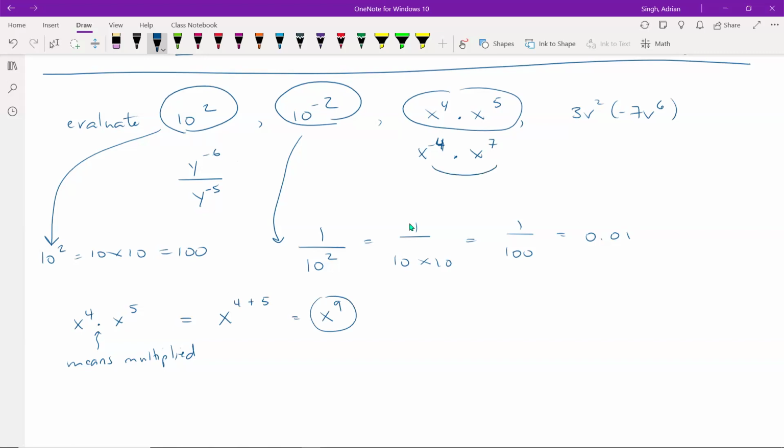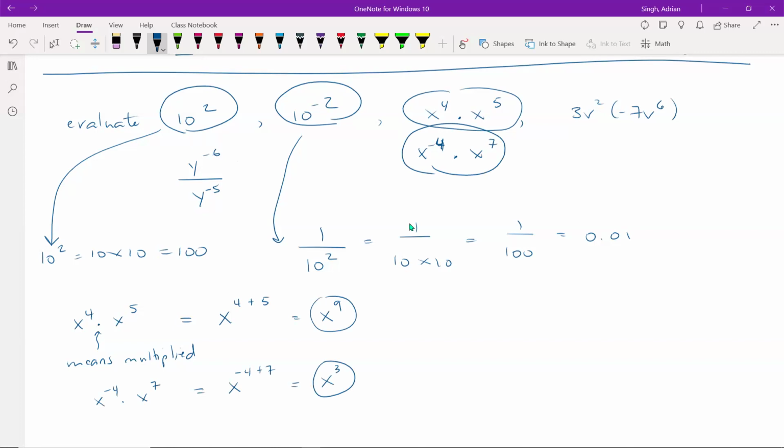Let's do this one. So we have now x to the -4 times x to the 7. Okay, same thing. Since we're multiplying, we're going to add those exponents together. So we have -4 plus 7. -4 plus 7 would be 3. That's your final answer.